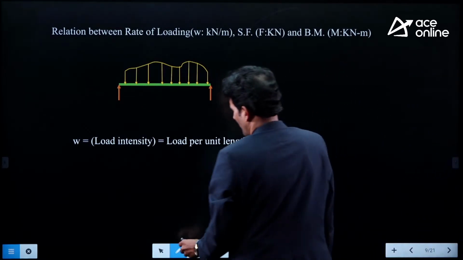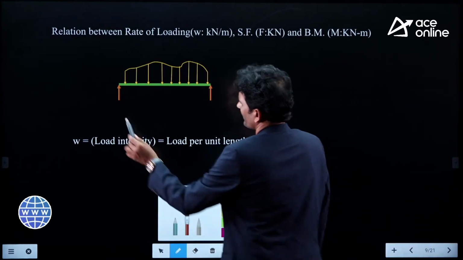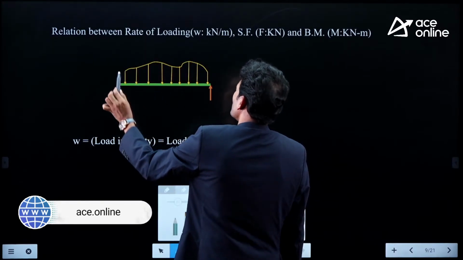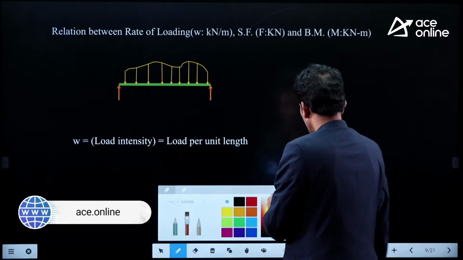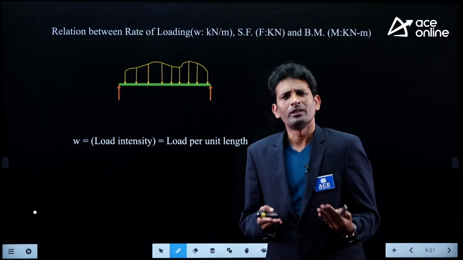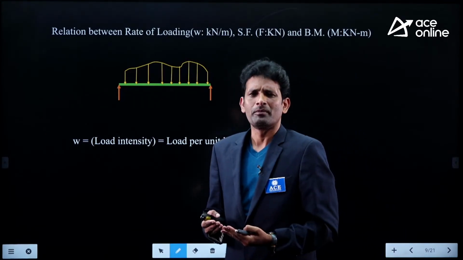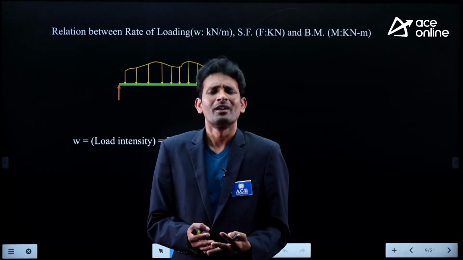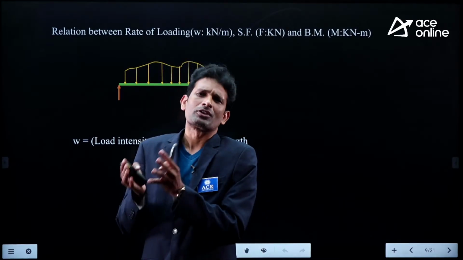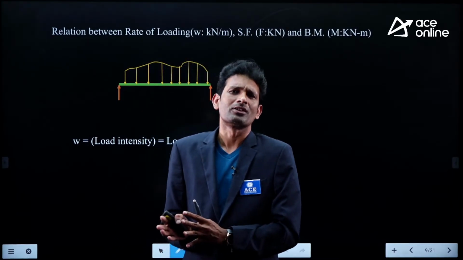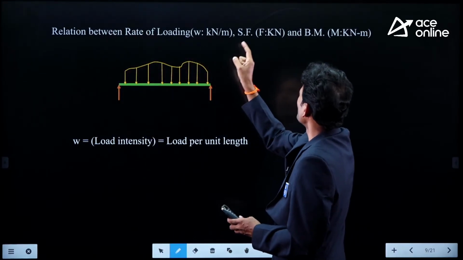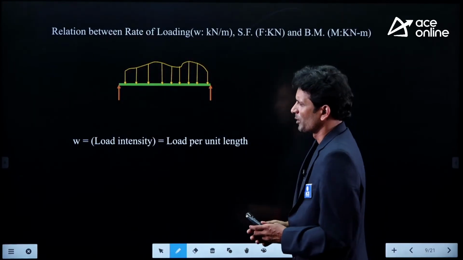Let us see that. I am taking a simple beam, my dear friends. On this beam, I am applying a continuously distributed load. The load may be a uniformly distributed load, or a uniformly varying load, or a sinusoidal load, whatever it may be. It is a continuously distributed load. For this continuous distributed load, I try to observe the relationship between the rate of loading conditions as well as shear force and bending moment.